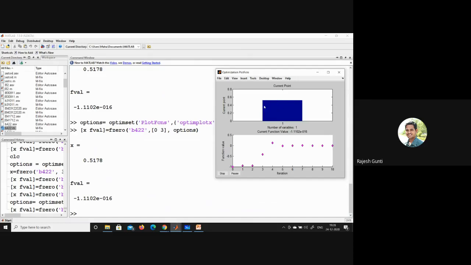This is the plot of the iteration, that is the function value. The current point x value is 0.5178.